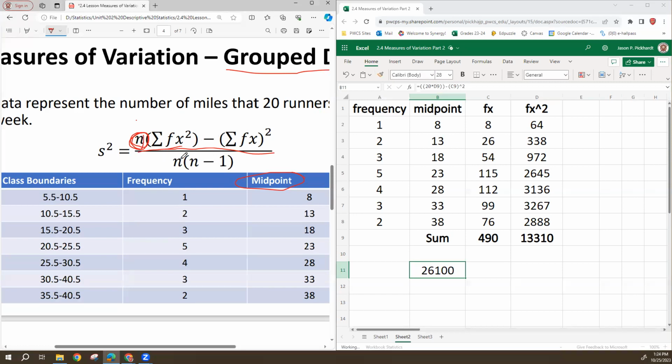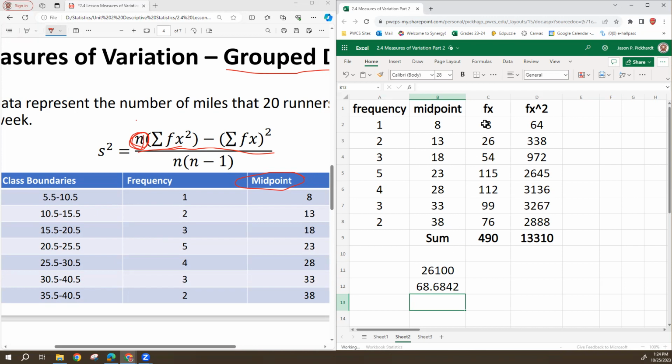I'm going to divide that by 20 times 19. So I'll just say equals this number divided by 20 times 19, because 20 is the number of data points. N minus 1 is 20 minus 1. And that's going to give me an estimate for the standard deviation for this grouped data set.